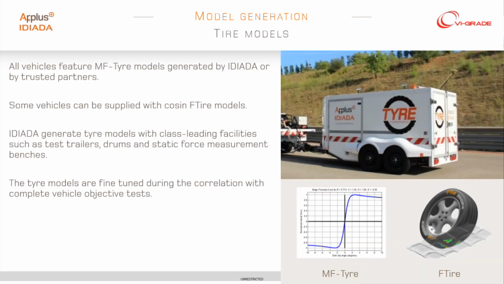Then these models, of course, need tires. And in terms of tires, all models that we generate are assembled with MF tire. Those MF tires have been generated in-house. We have state-of-the-art facilities, such as the trailer that we can see here, but also some drums and static form measurement rigs. And with all that, we have a dedicated tire team, which builds this model, and we work together in the generation and validation of those tire models.